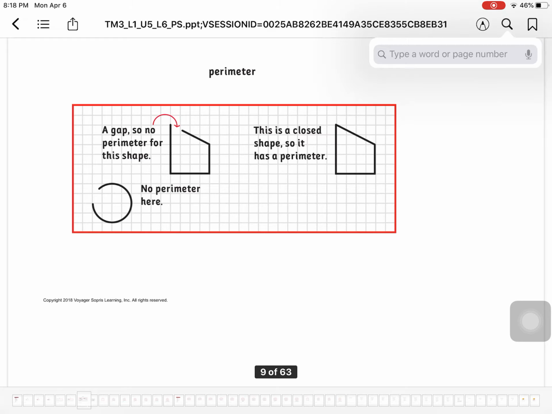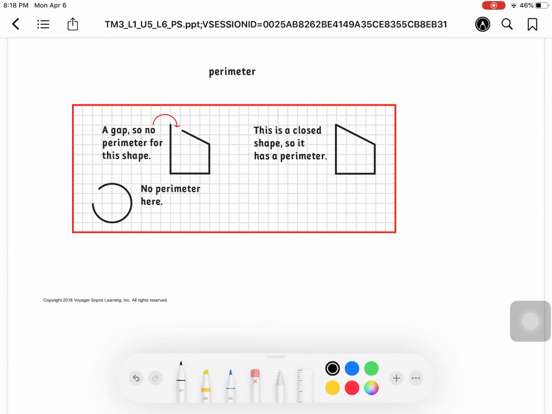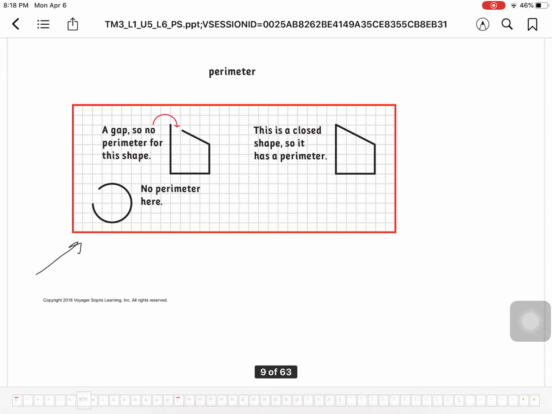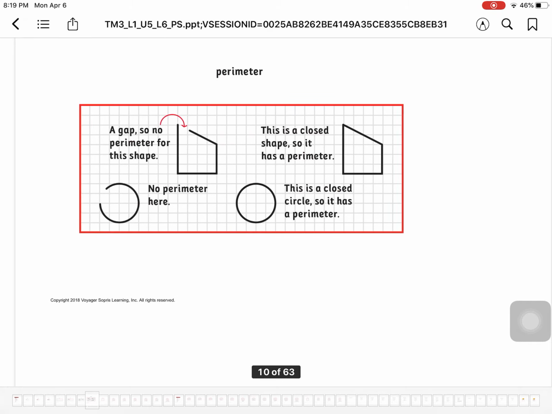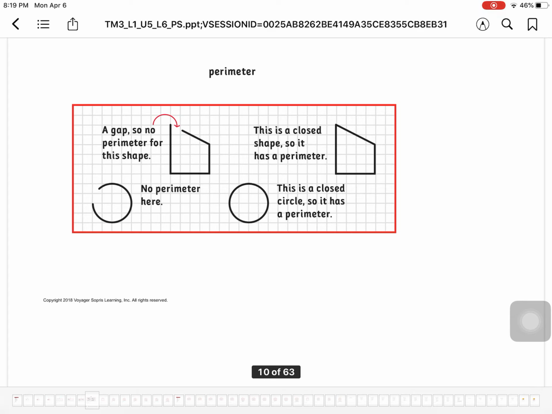Now this one here does not have a perimeter because it has that little space. It's not complete. There's not a space there. But if I look at this one now, this is a closed circle. So yep, it will have a perimeter because you can go all the way around the outside of it.